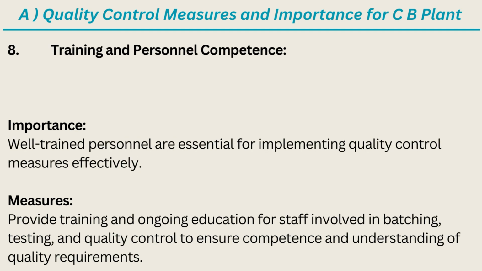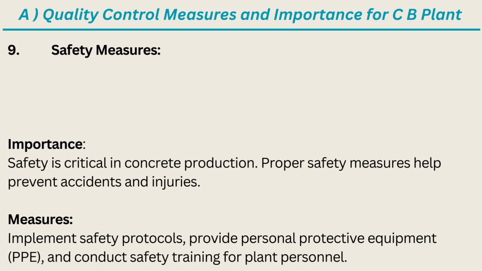8. Training and personnel competence. Importance. Well-trained personnel are essential for implementing quality control measures effectively. Measures. Provide training and ongoing education for staff involved in batching, testing, and quality control to ensure competence and understanding of quality requirements.